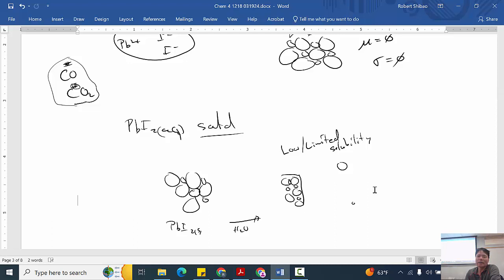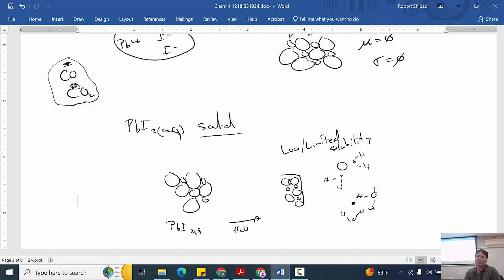If this is an iodide, then the oxygens will be pointed towards the iodide, and we'll end up with hydrated ions. And if this were a lead here, the hydrogens on water would be oriented towards that. It's just that the water really struggled to break apart the lattice here.